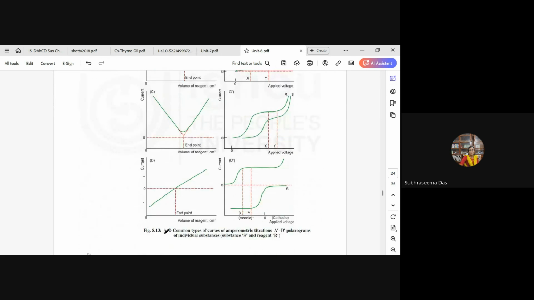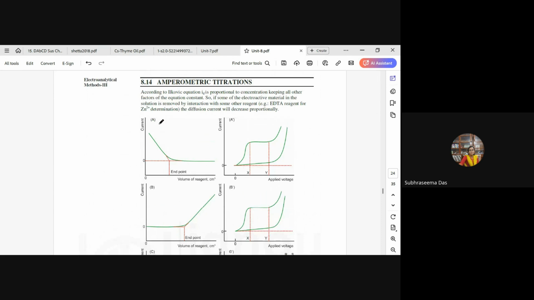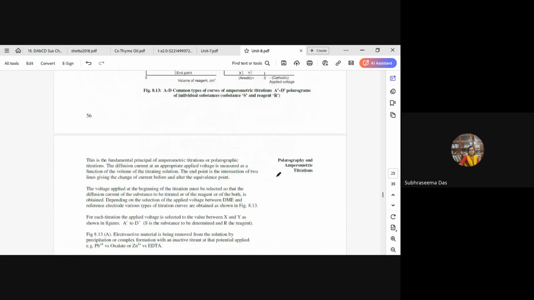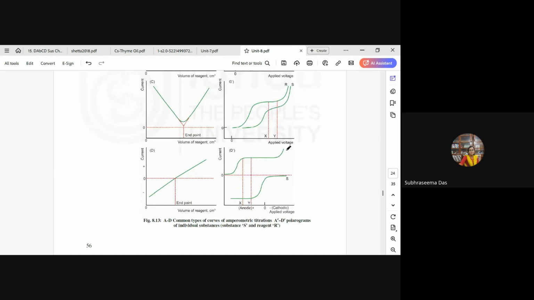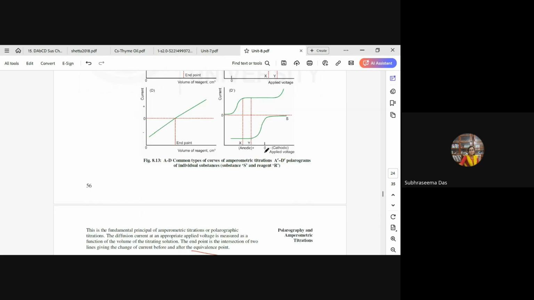Here in figure 8.13, common types of curves for amperometric titrations have been shown in figures 8.13A to D. So this is the fundamental principle of amperometric titration. The diffusion current at an appropriate applied voltage is measured as a function of the volume of the titrating solution. The endpoint is observed by the intersection of two lines, which gives us the point after the equivalence point. Here, this is how the endpoint is observed.